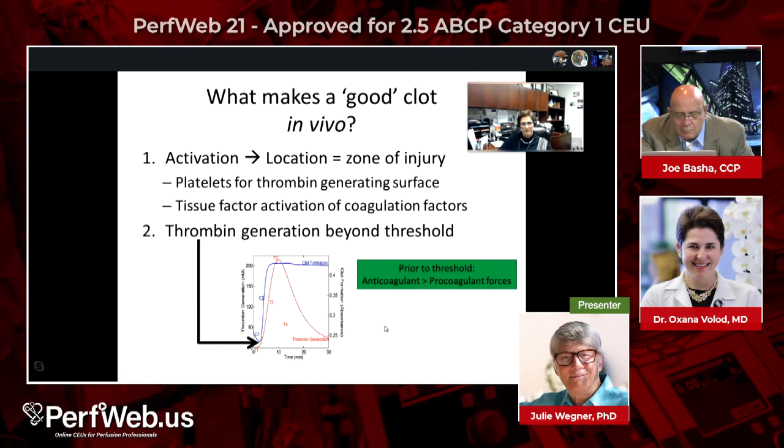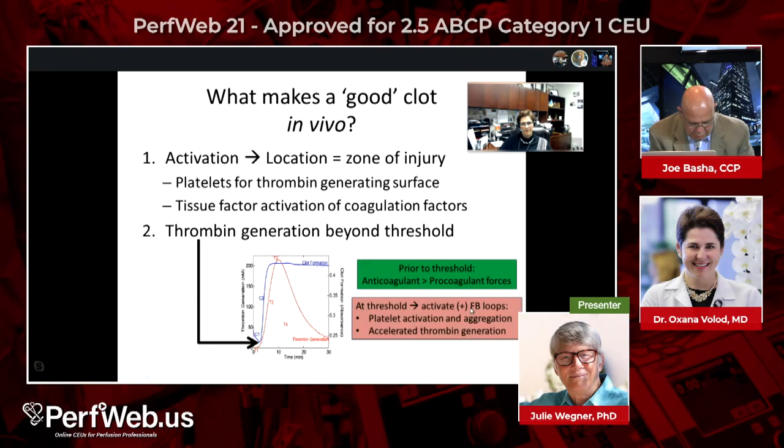A couple of things are happening prior to that threshold. As you know, there are always anticoagulant and procoagulant forces trying to maintain balance. Prior to the threshold, the anticoagulant forces are stronger than the procoagulant forces. But once activation occurs with the platelets and the tissue factor on the coagulation pathway, the procoagulant forces overcome the anticoagulant forces, which then allows clot formation to occur.